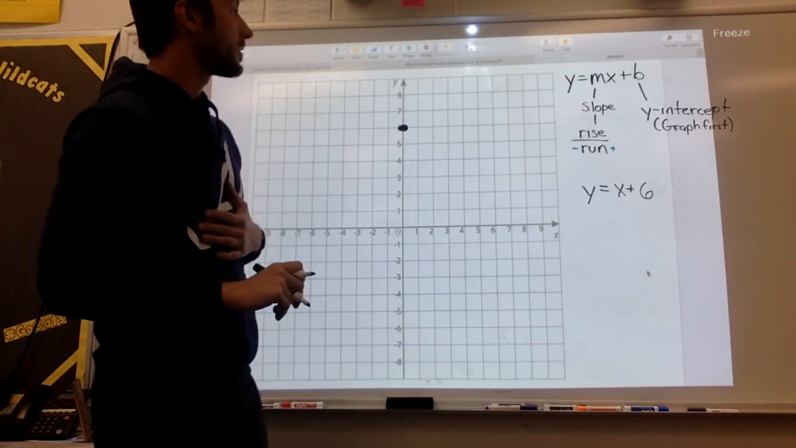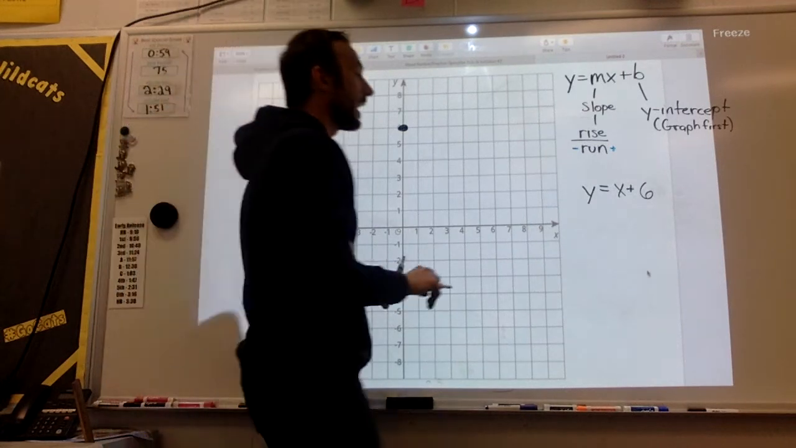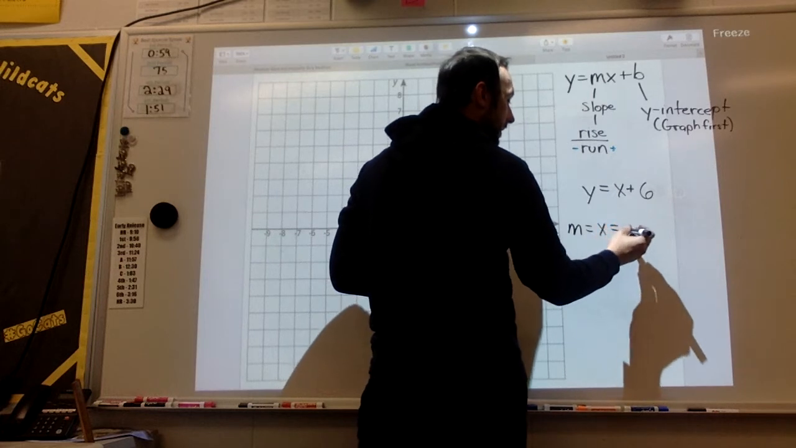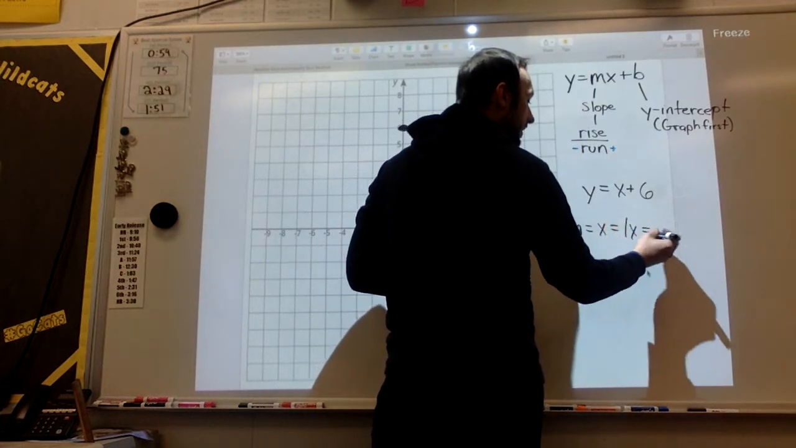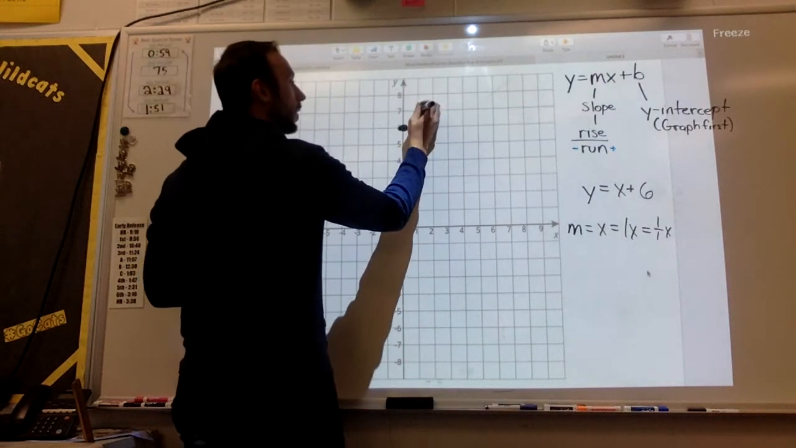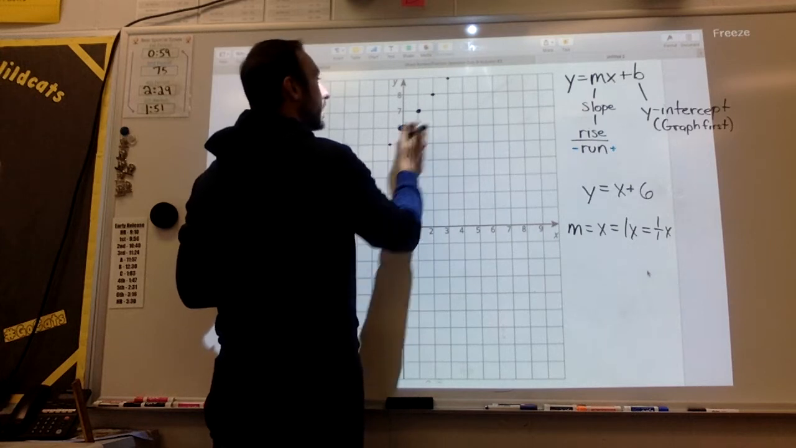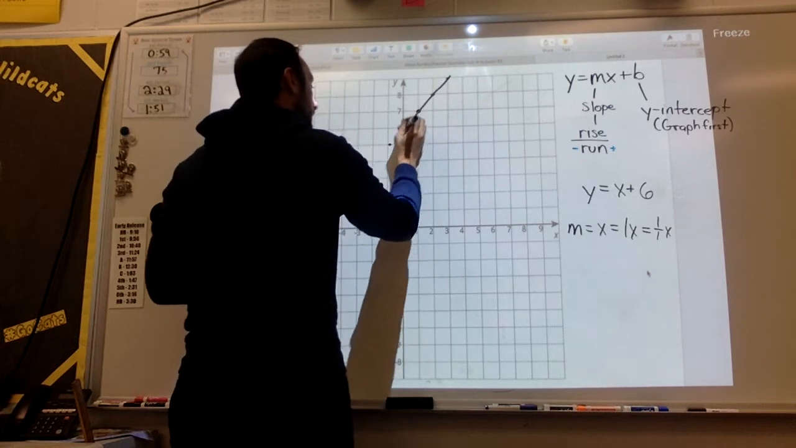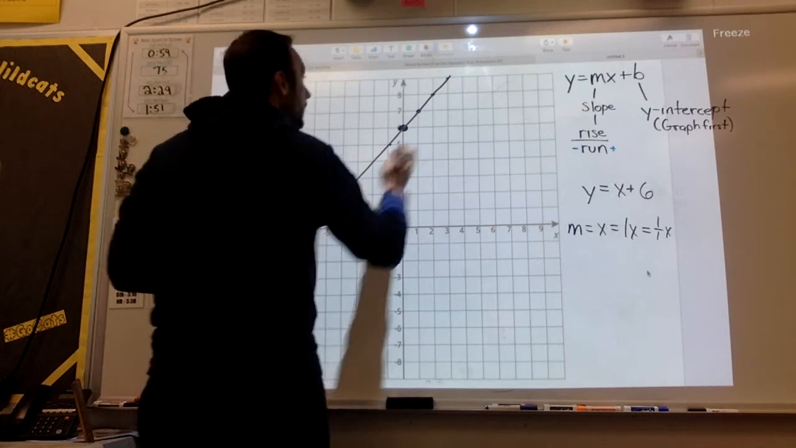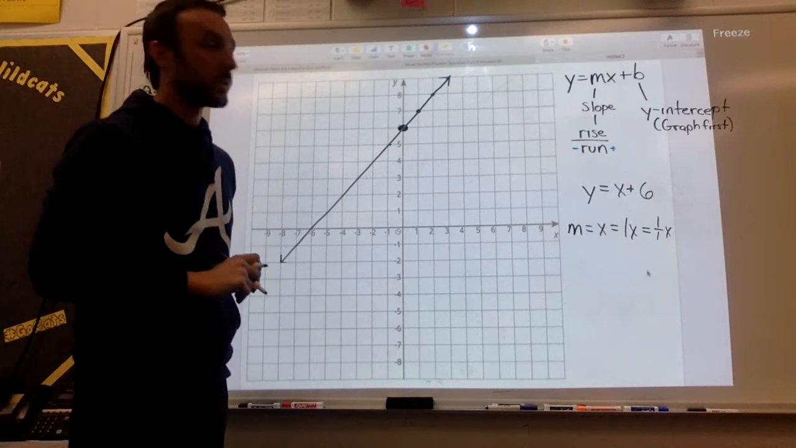After I graph my y-intercept, it is time for me to graph my slope. For my slope, m equals x, that's the same as 1x, which is the same as 1 over 1x. So I'm going to rise up 1 over 1. Up 1 over 1, up 1 over 1, or down 1, left 1. And it's going to go right through like so. So that is the graph of the line y equals x plus 6.